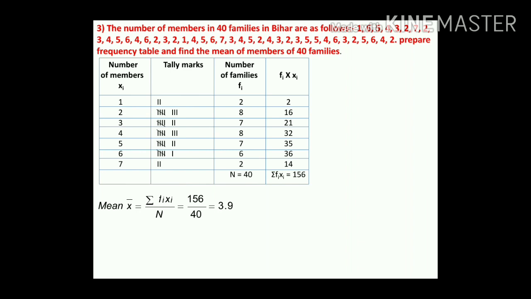Now you have to find the mean. The mean formula is summation fi into xi upon N. Summation fi xi is 156 upon 40. When you divide these two numbers you get 3.9. Now the last statement: the mean of members per family is 3.9.